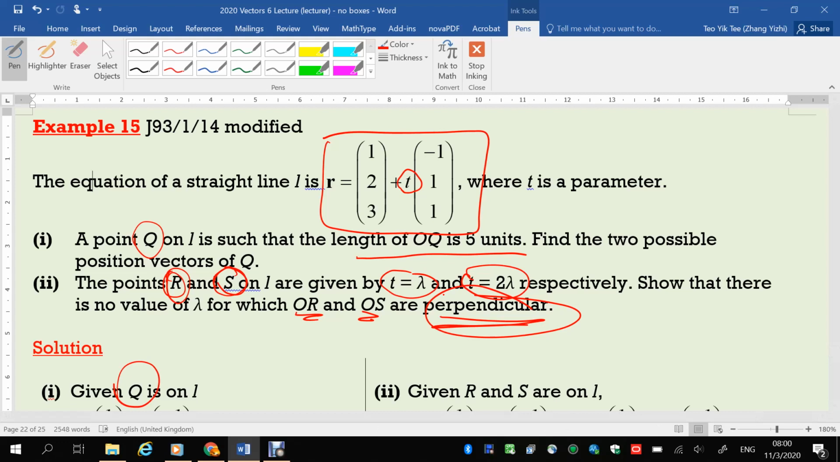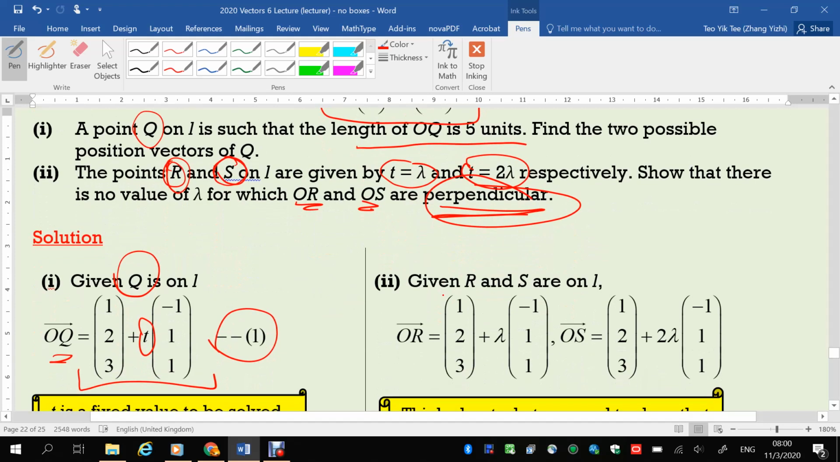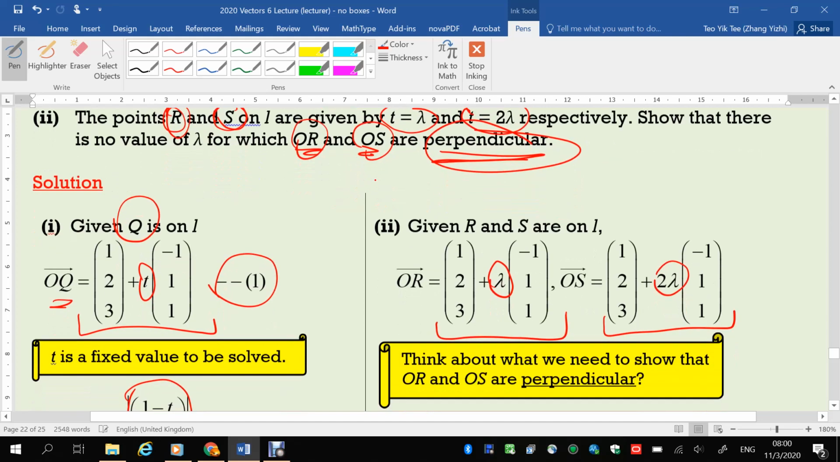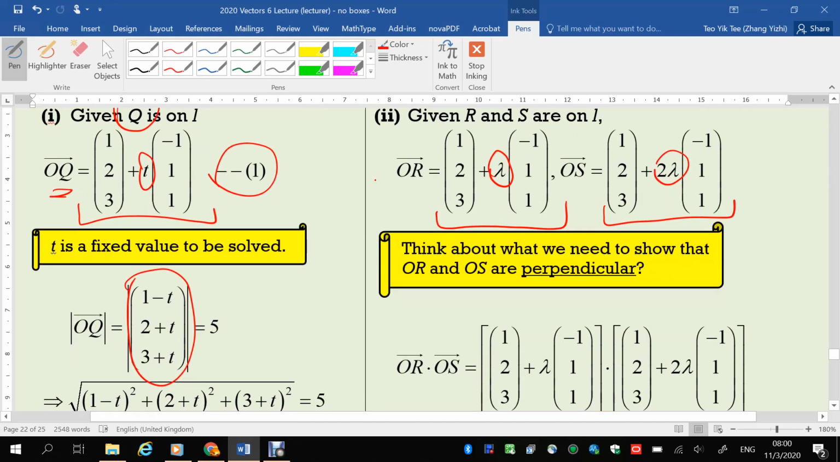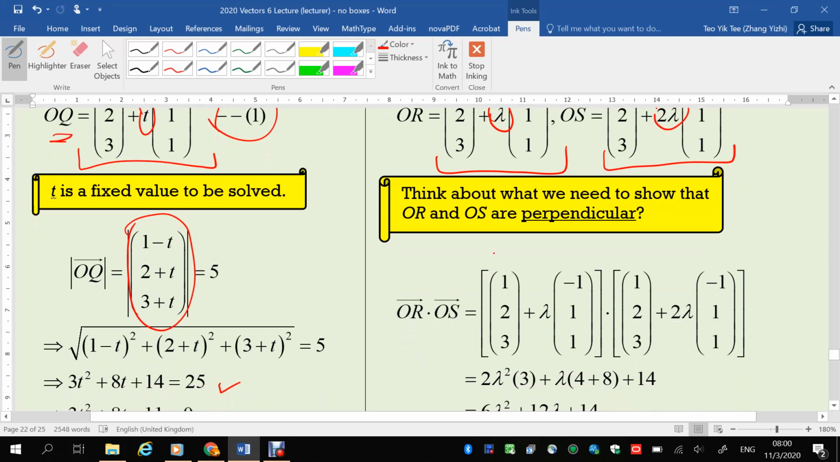So first thing, find what is OR. Since R and S are on the line L, OR will be this equation where t is equal to lambda. OS will be this equation where t is equal to 2 lambda. Next, follow the instruction. They say that OR and OS are not supposed to be perpendicular, because there's no value of lambda for which they can be perpendicular. So I try to do a dot product of OR and OS.